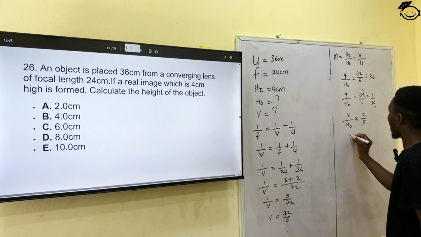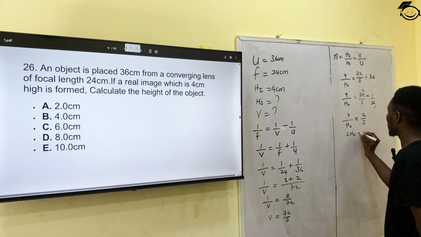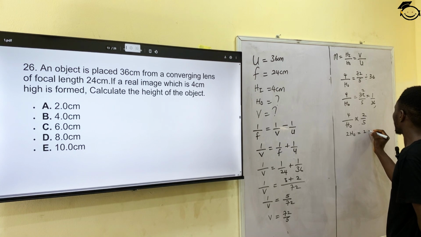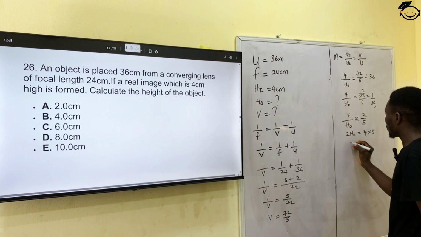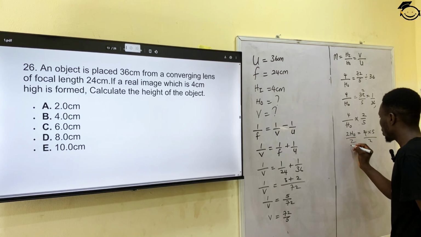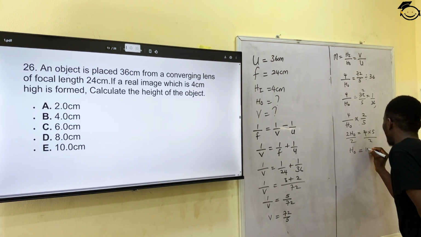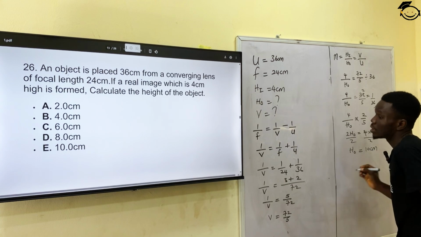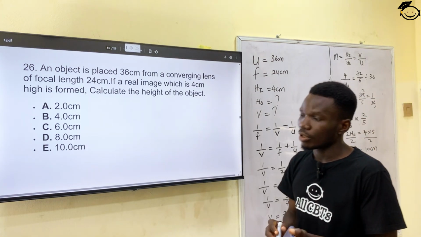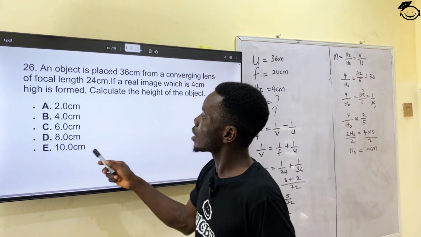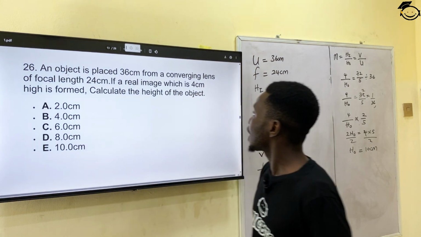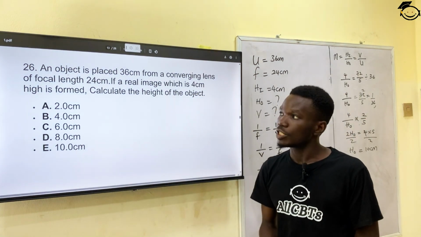If I cross multiply, I have 2 times object height is equal to 4 times 5, and that will give me, divided by 2, divided by 2, it means that my object height is going to give me 10 centimeters. So looking at our options, 10 centimeters here is option E, and that is the height of the object.